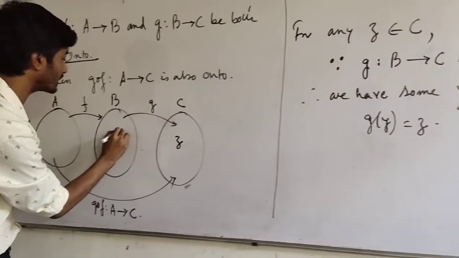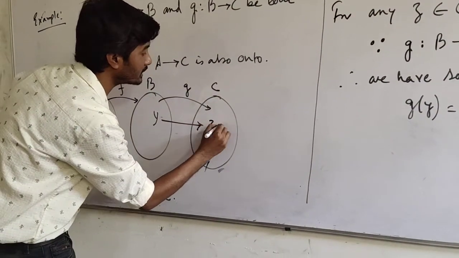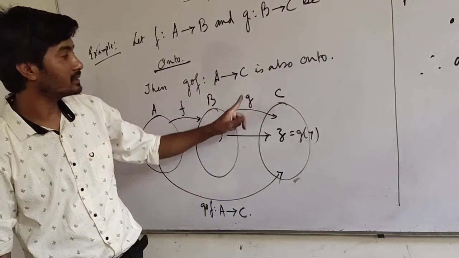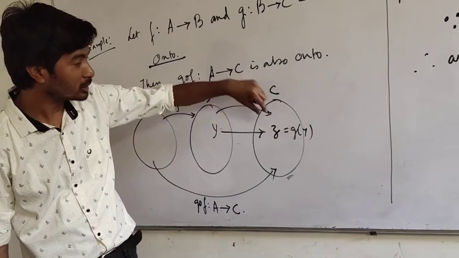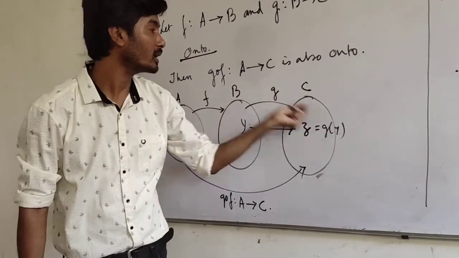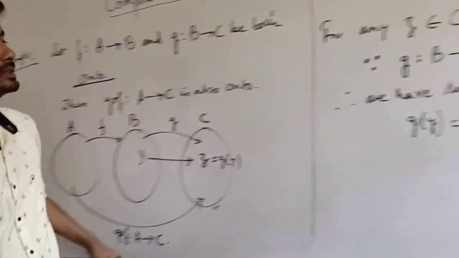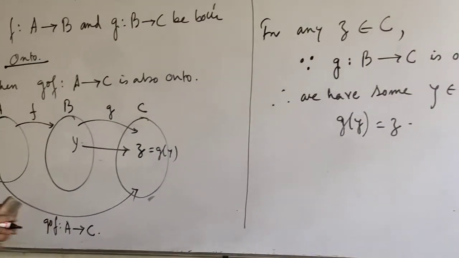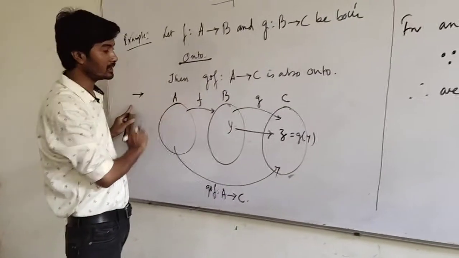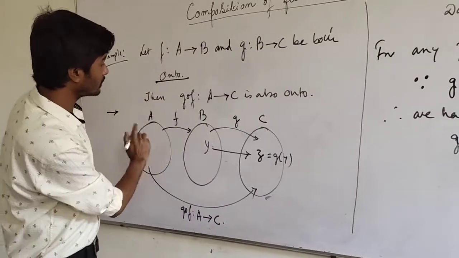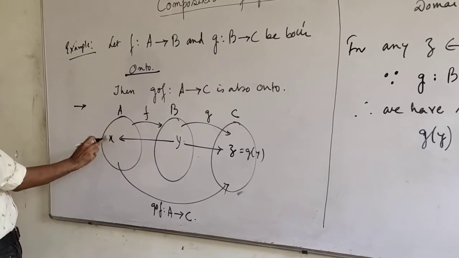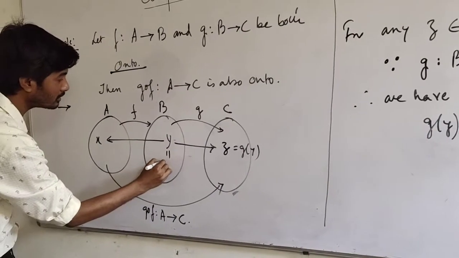Here we will get a y whose image will be z, which is g(y), because g is given as onto. Since g is onto, for every element z in the codomain C, we get a pre-image y such that the image of y under the function g will be equal to z. So this is for the function g. Again we see that f is also given as onto. So for this y we will get an x such that y equals f(x).